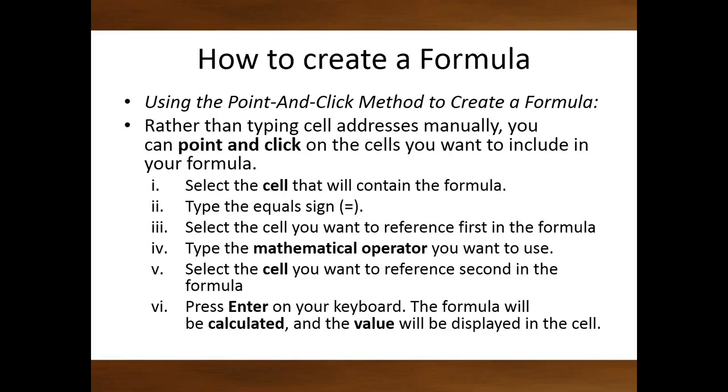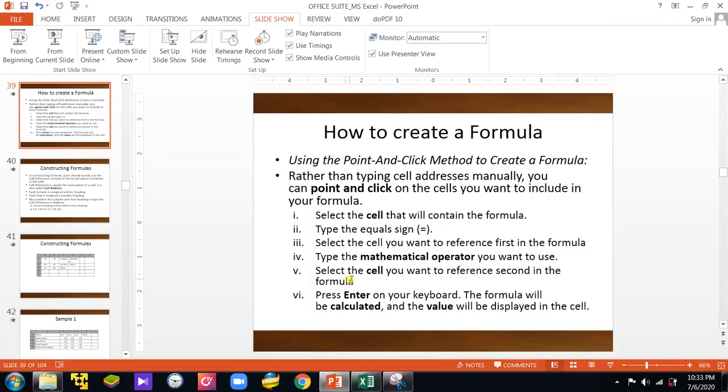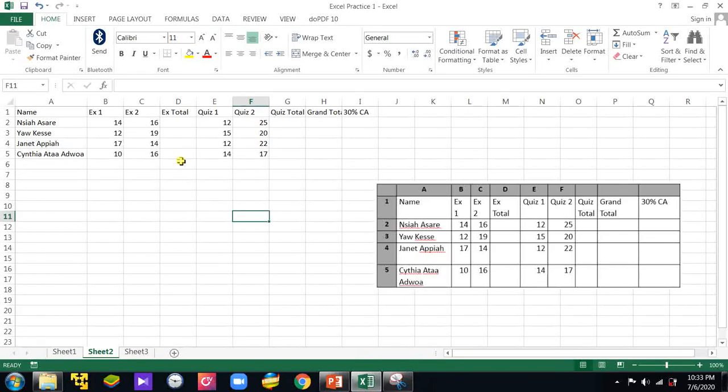Alright, let me demonstrate it for you. So here we know that we will type our equal sign and type B. The cell is what? B2. So B2 plus what? C2. This is the traditional way for entering formulas. Press enter.